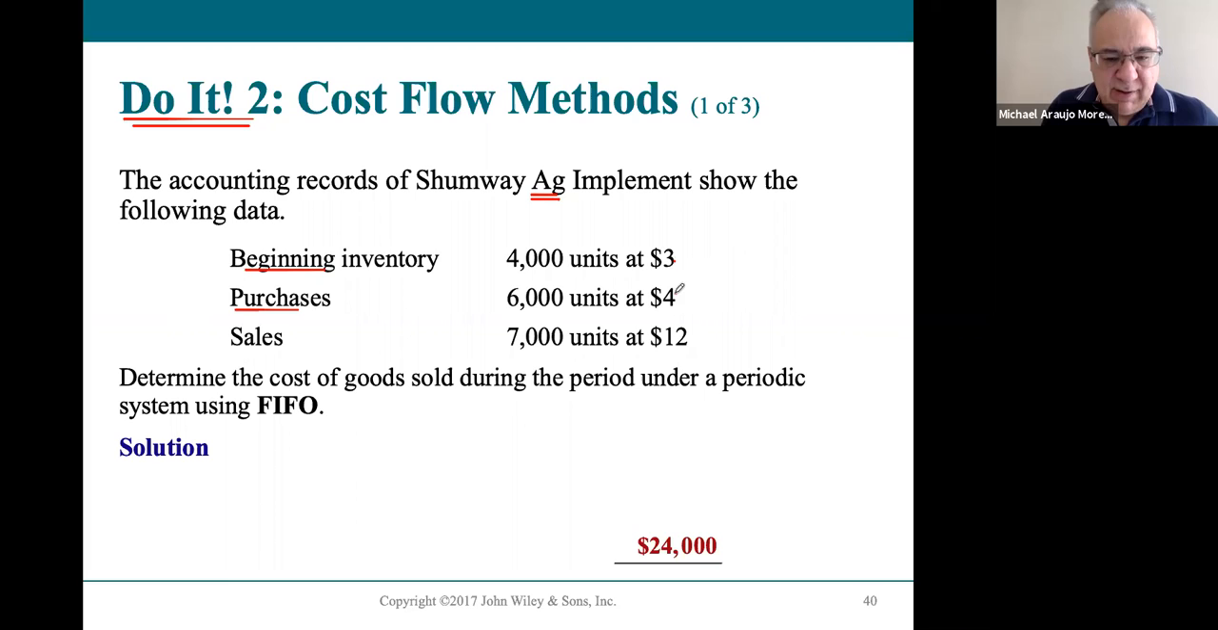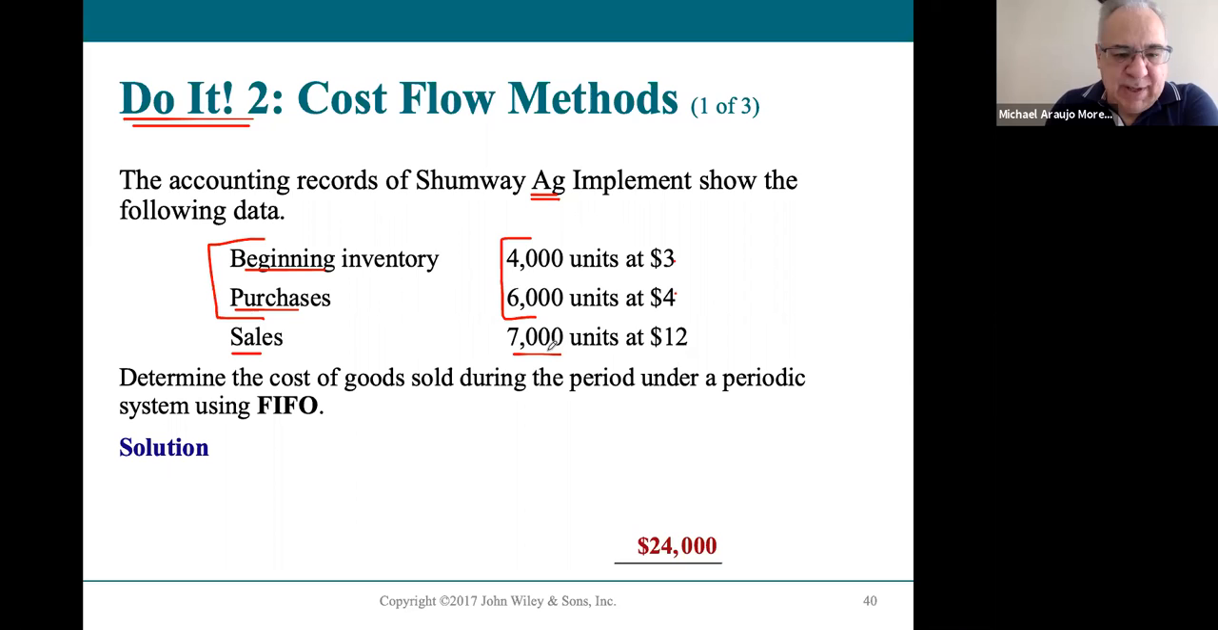Sales is what they've sold of that, so we don't necessarily need to look at that. We can say, okay, beginning inventory plus purchases will give us the total available for sale. So 4,000 was the beginning inventory and we bought 6,000 units more, so we have 10,000 units available for sale. Clearly we sold 7,000 of those 10,000. So that's what the sales number represents.